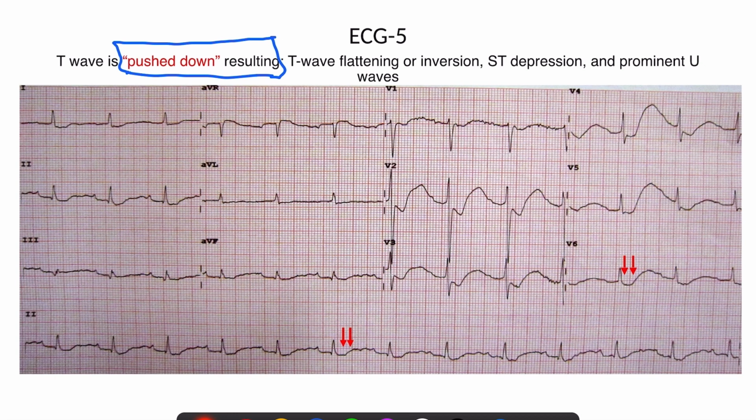Usually the T wave is flattened or inverted because it's pushed down. Similarly, ST depression occurs because it's also pushed down. And when the ST segment and T waves are pushed down, there will be prominence of the U wave. So if you remember this phrase, pushed down, you will easily remember the major ECG changes in hypokalemia.